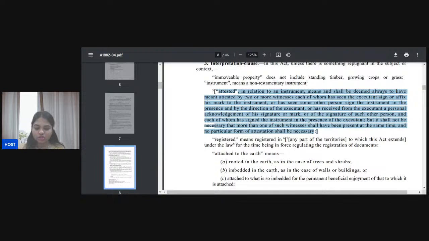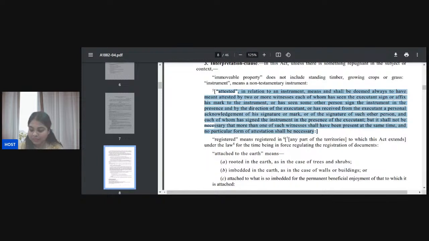Then come to registration. What is registration? Registration is a process where you are officially recording your document. It also takes place under the provisions of the Indian Registration Act 1908. So when you register a document, it becomes very important and valuable evidence regarding the statements made in the document, right? So this is registration, a process through which you are officially recording your document.